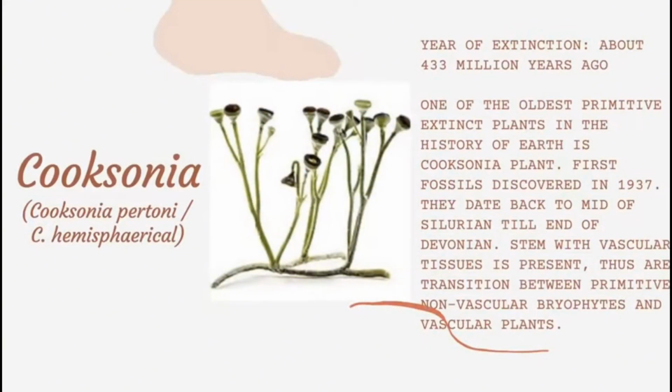For the last example, we have Cooksonia. Year of extinction: about 433 million years ago. One of the oldest primitive extinct plants in the history of the Earth is the Cooksonia plant. First fossils were discovered in 1937. They date back to the mid Silurian until the end of the Devonian. A stem with vascular tissues is present, thus a ripe transition between primitive non-vascular bryophytes and vascular plants.